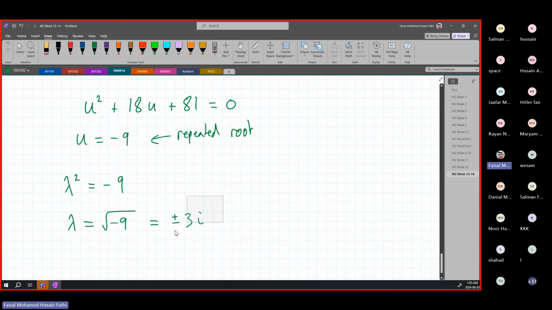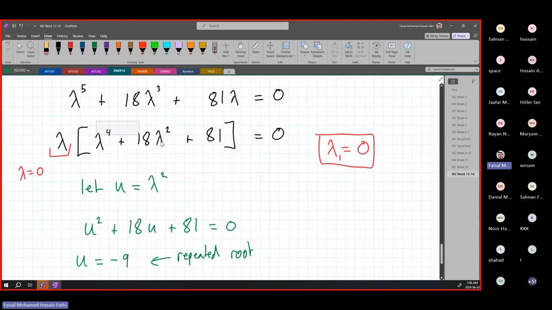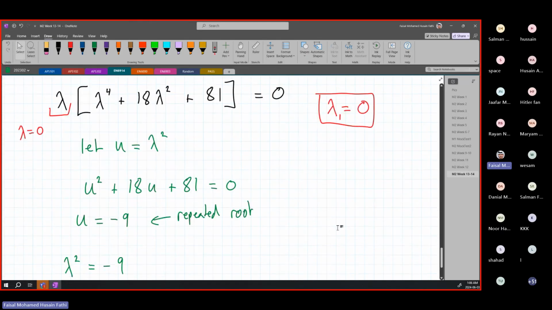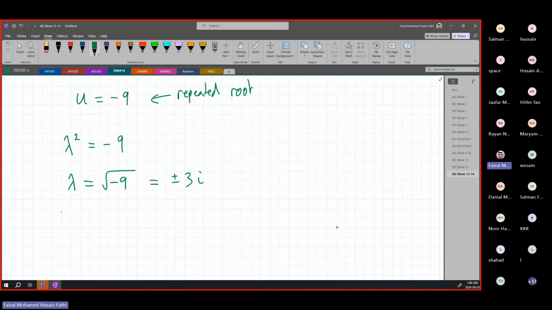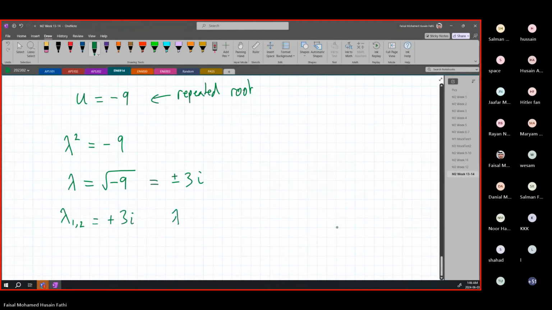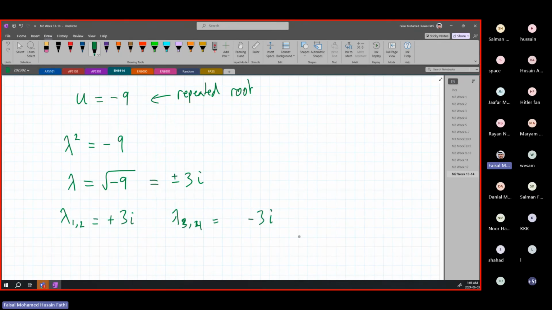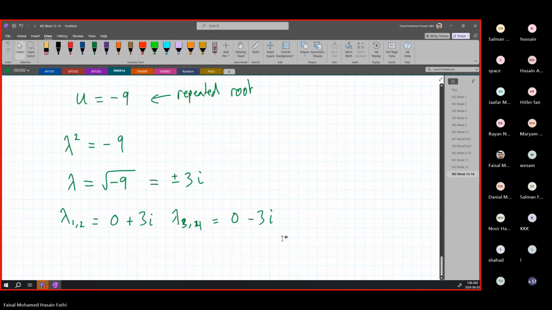And this is the only root, which is repeated for all of this. There are no other roots for lambda here. So in other words, you can say that lambda 1 and 2 are equal to plus 3i, for example, and lambda 3 and 4 are equal to minus 3i. Remember that this is the same as saying 0 minus and 0 plus, so we have a real part, but it's equal to 0. Before I move on, was this clear?